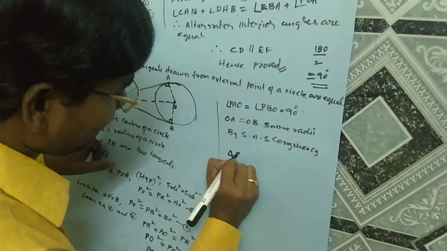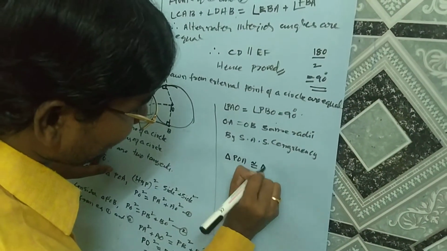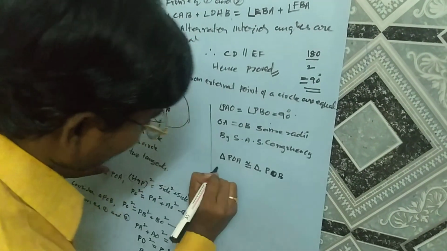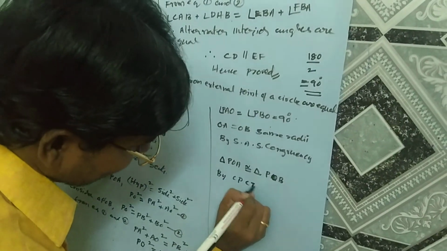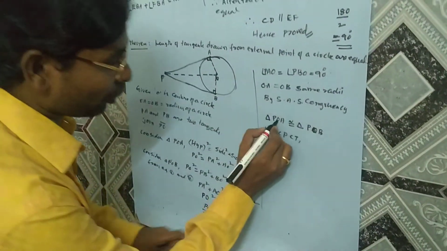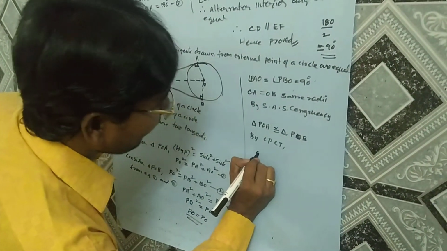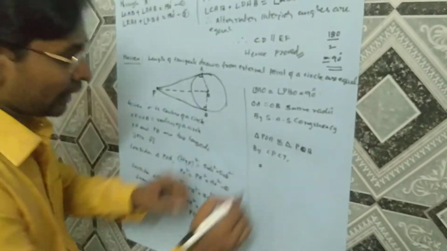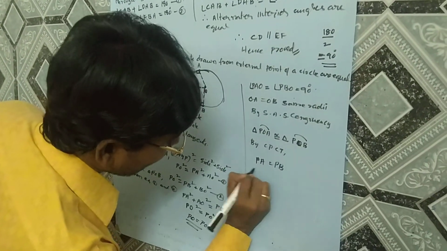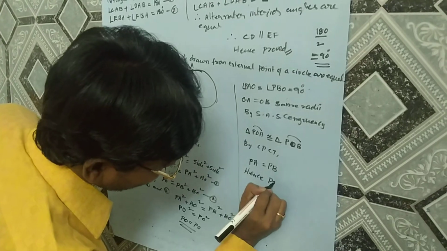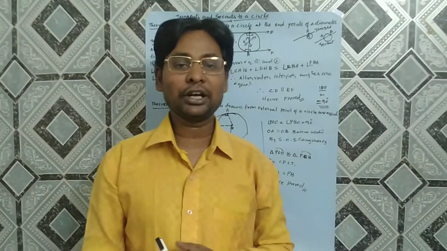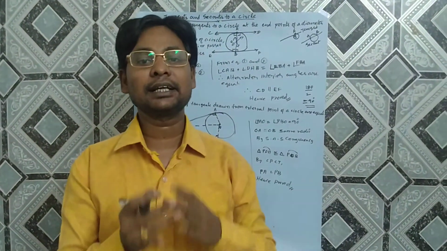triangle POA is congruent to triangle POB by CPCT, that is, corresponding parts of congruent triangles. PO equals PO, already proved, and OA equals OB, that is the radius, already proved. Next, the first and third letters: PA equals PB, hence proved. So these two are the important theorems from tangents and secants to a circle.